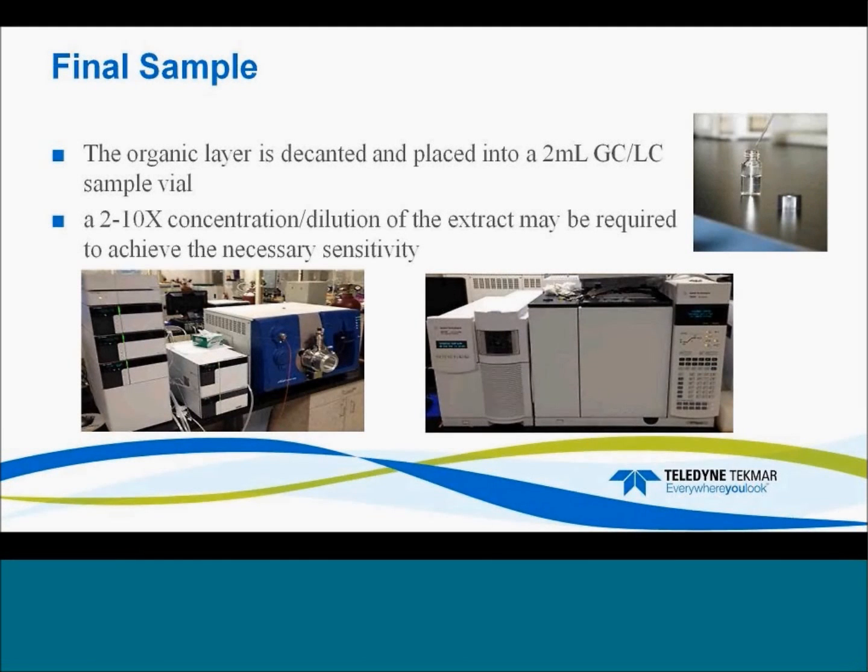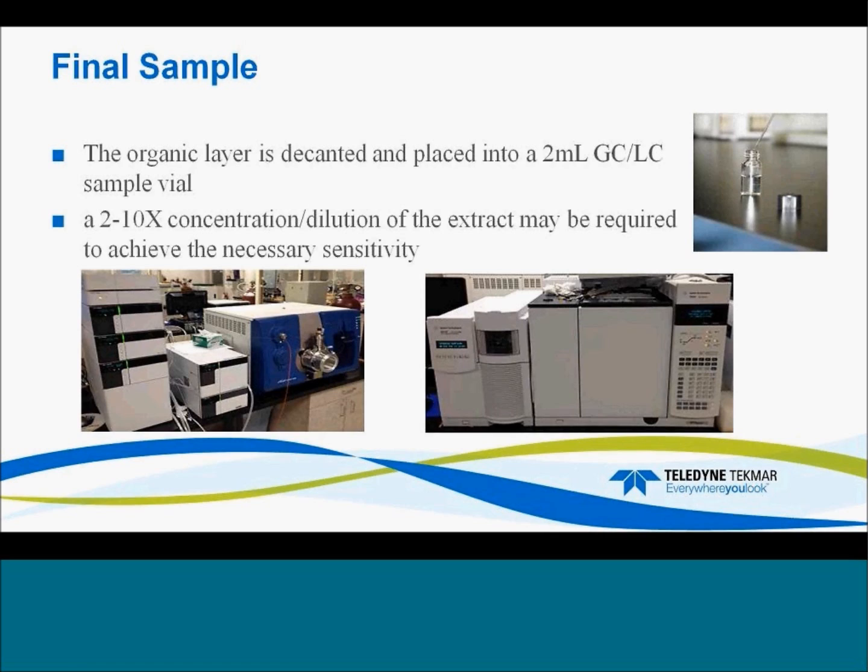So after you've been through the liquid solid extraction and the DSPE cleanup step, now your sample is ready. Now you have your final sample. So basically you'll transfer the organic layer off the top of the DSPE bed into a 2 mL GC or LC sample vial. You can either do a dilution or a concentration step. Typically, you're looking at a range of 2 to 10x concentration or dilution. The amount of dilution may be varied because of different types of instrumentation.